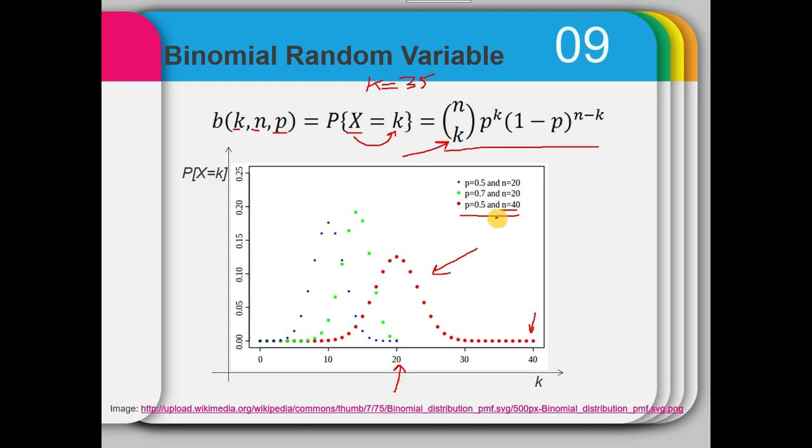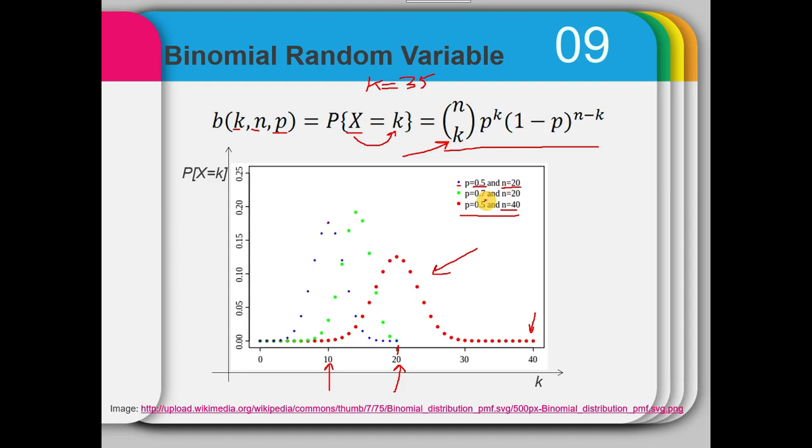Similarly, if you look at the blue dots, n is equal to 20, so the experiment ends over here. Obviously k cannot have a value of 25 now, because the experiment was only repeated 20 times. The value of p is again 0.5. So again at the center, at x is equal to 10, you will see the peak of this PMF.